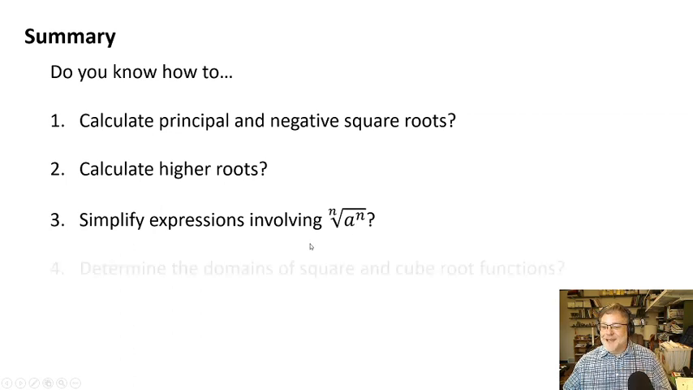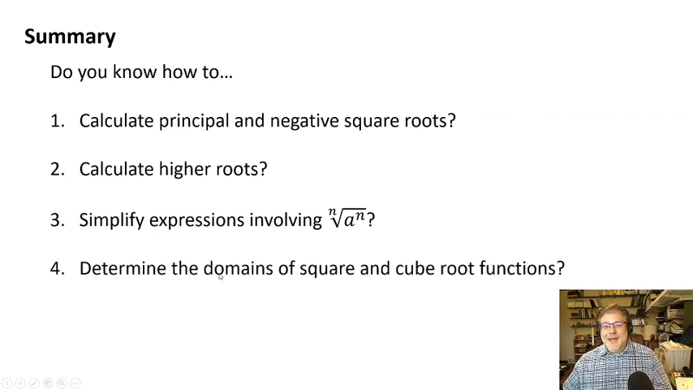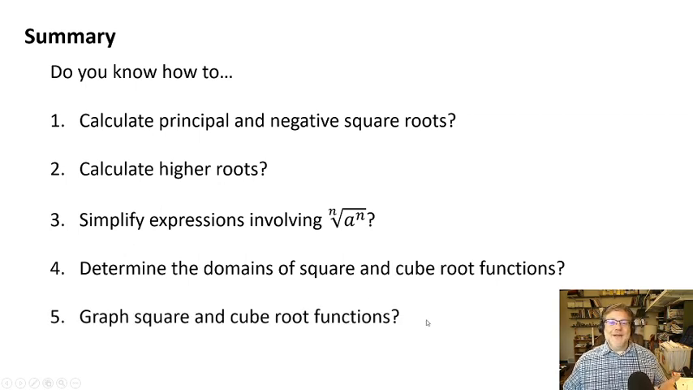Remember that? When we talked about the domains of square and cube root functions, we have to make sure the radicand is positive for square root functions. We don't have to worry about that with cube root functions. And lastly, we did some graphing, didn't we? We brought back that process of creating that t-table. We graphed square root and cube root functions, and we even explored a little bit how those things will shift in response to how the algebraic expression inside and outside the radicand can change.